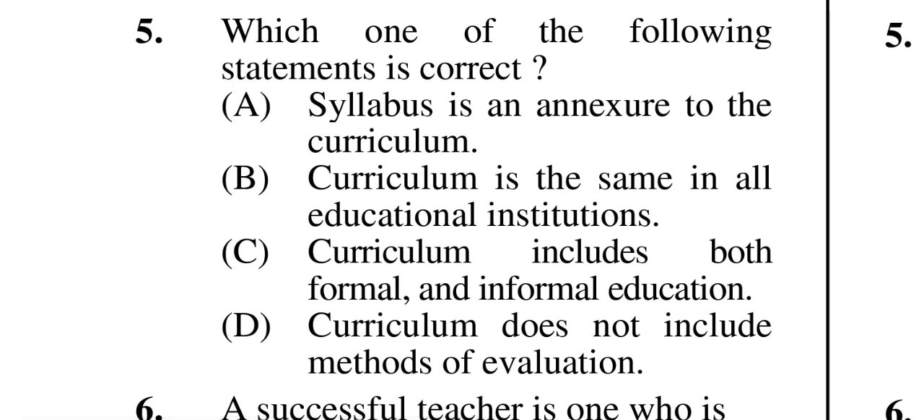Okay, what will be the correct answer? Correct answer will be number C. It says curriculum includes both formal and informal education. This statement is completely correct, but the rest are not correct. They may be correct under some circumstances, but according to this question, number C will be the correct answer.